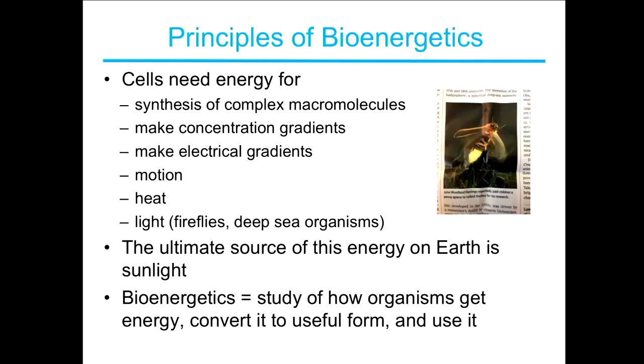We need concentration gradients. Okay? If you didn't have different concentrations of certain ions on one side, like outside your nerve cell and inside your nerve cell, you wouldn't be alive, basically. You wouldn't have any neuronal signaling. You wouldn't be able to respond to anything. So you have to have concentration gradients.